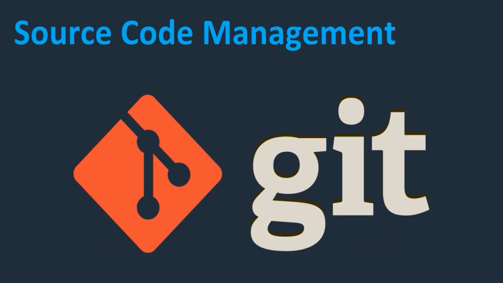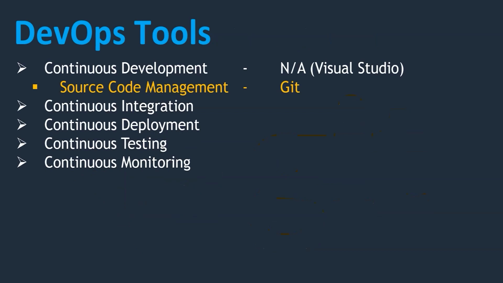Among these, we are going to use Git as our source code management tool. With that, under continuous development, we only handle source code management, that is Git, which we need to learn. Next, continuous integration.